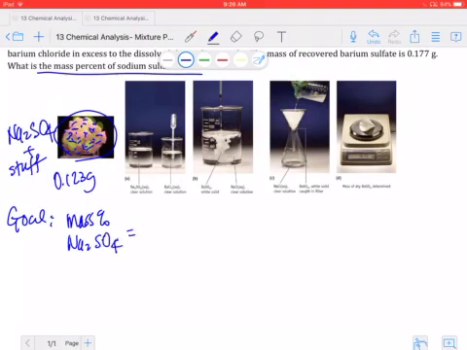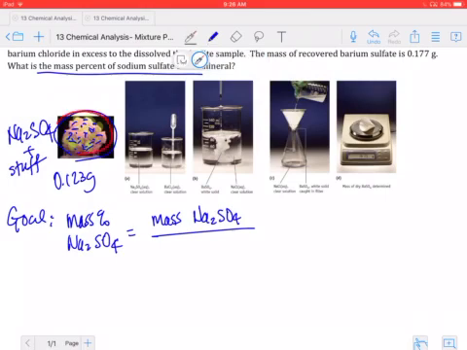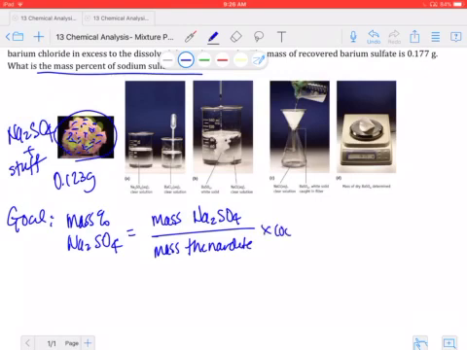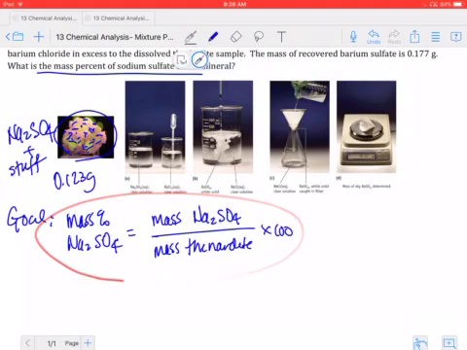And we know that mass percent is just the mass of the thing we're interested in. So we're looking for the mass of the Na2SO4 over the total mass we started with. And the total mass we started with is the mass of the thenardite itself, so the whole mineral here. So this is the mass of the mineral. To make it a percent, we multiply by 100. So for this particular problem, this is the goal that we're trying to solve for.